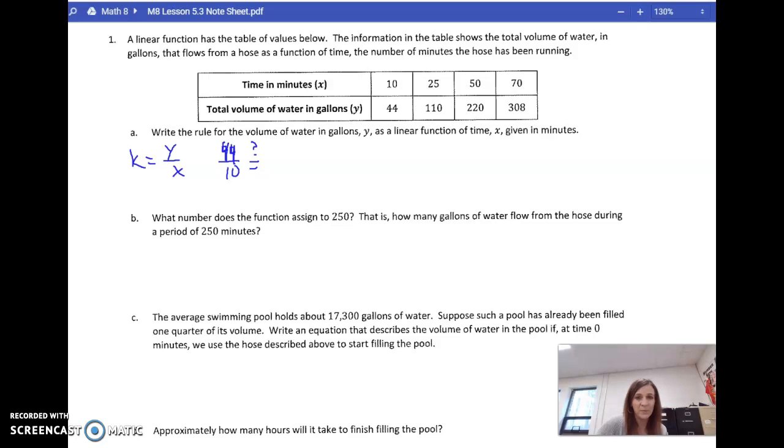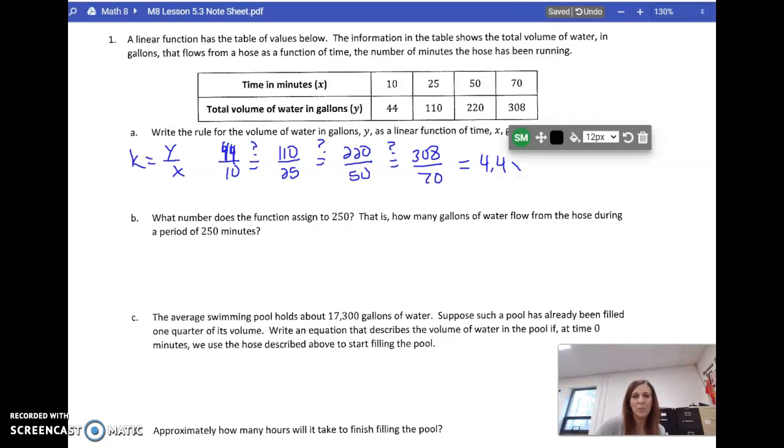Does that equal 110 divided by 25? Does that equal 220 divided by 50? And does that equal 308 divided by 70? Okay, just like we used to back in 7th grade. So if you divide all of those, you get every single time 4.4. Okay?